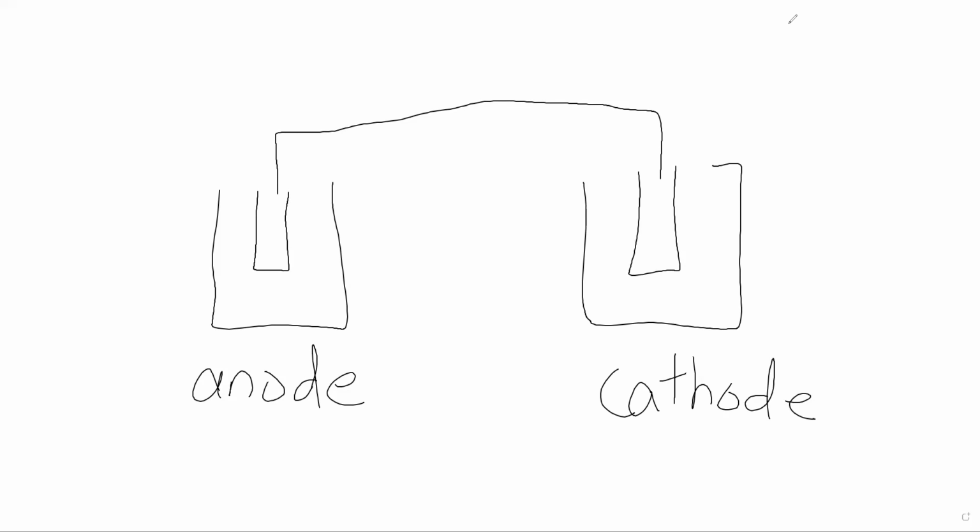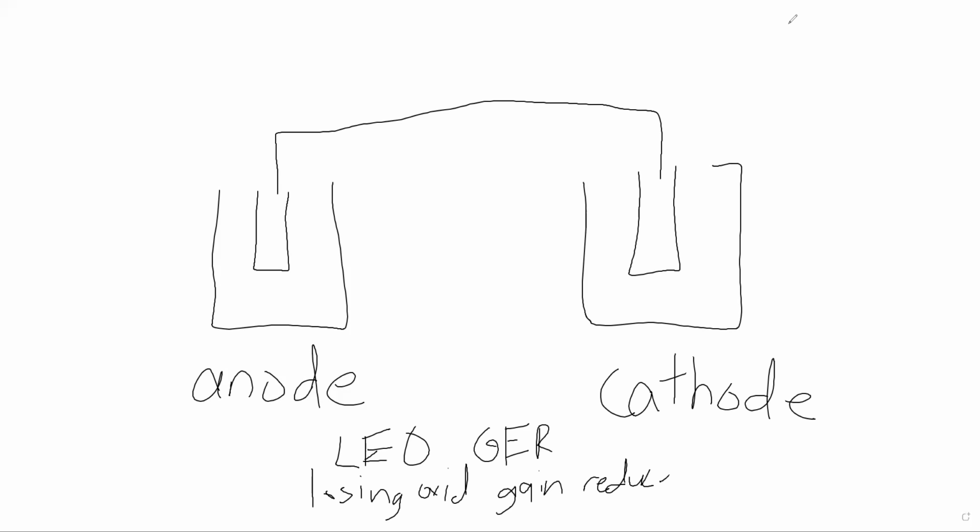The important thing to remember is the mnemonic. LEO says GER, which stands for losing electrons is oxidized, gaining electrons is reduced. Okay, that's important. And then the other one is oil, right?